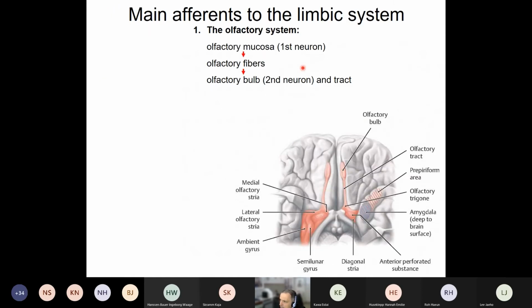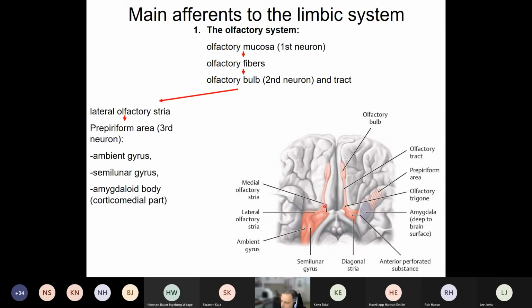Okay, then we arrive at the olfactory bulb, where we have the second neuron, as I mentioned, and then from the olfactory bulb, we arrive at the olfactory tract. And then from the olfactory tract, we go on and we come to this olfactory trigone here. And from the olfactory trigone, we have multiple directions. One direction is that we go to the lateral side, and that's the lateral olfactory stria here, which then goes straight into the olfactory cortex, which is called piriform area.